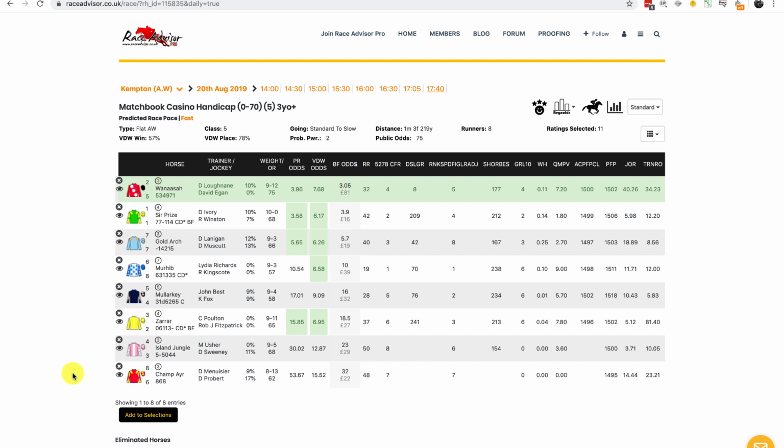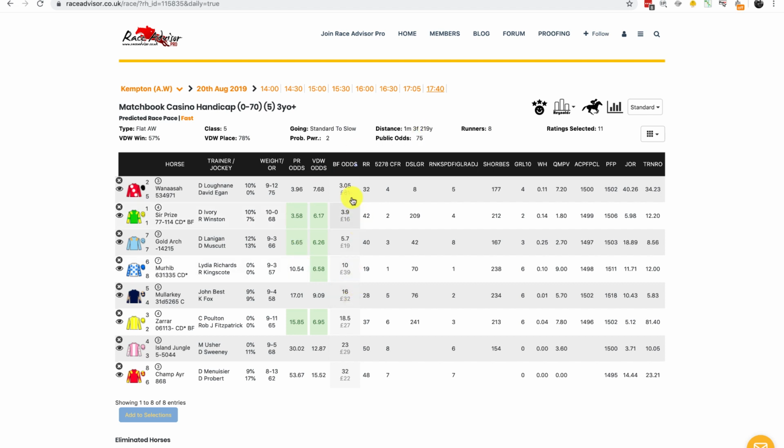So I've just opened a race here, which is a handicap race running later this afternoon at Kempton on the all-weather. And I've chosen all-weather because when we're dealing with speed ratings, which we are when using speed graphs, the all-weather is always a good place to start because it has the least amount of conditions. You'll notice at the top of this race that the going is standard to slow, and it's a distance of 1 mile 3 furlongs.